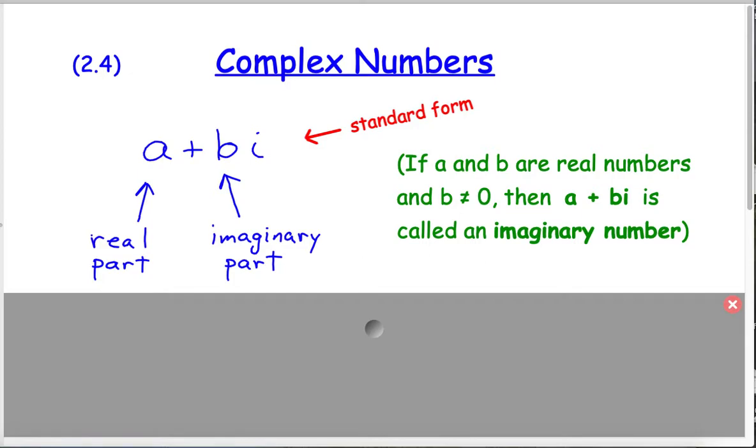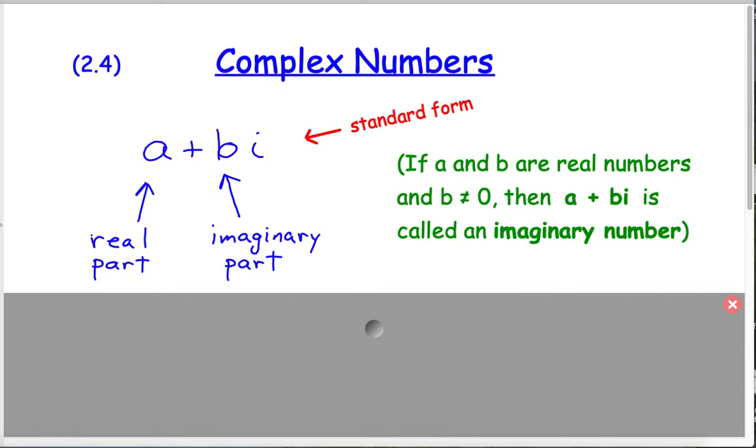So the standard form for a complex number is a plus bi, where a and b are real numbers. A is called the real part, and bi is called the imaginary part. If b is not equal to 0, then we have an imaginary number. And if b equals 0, we just have a real number.